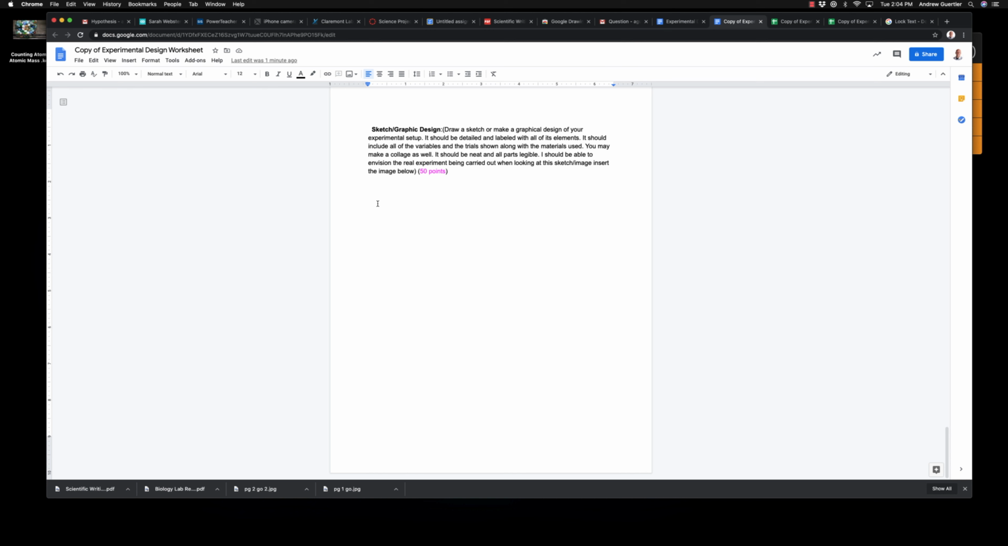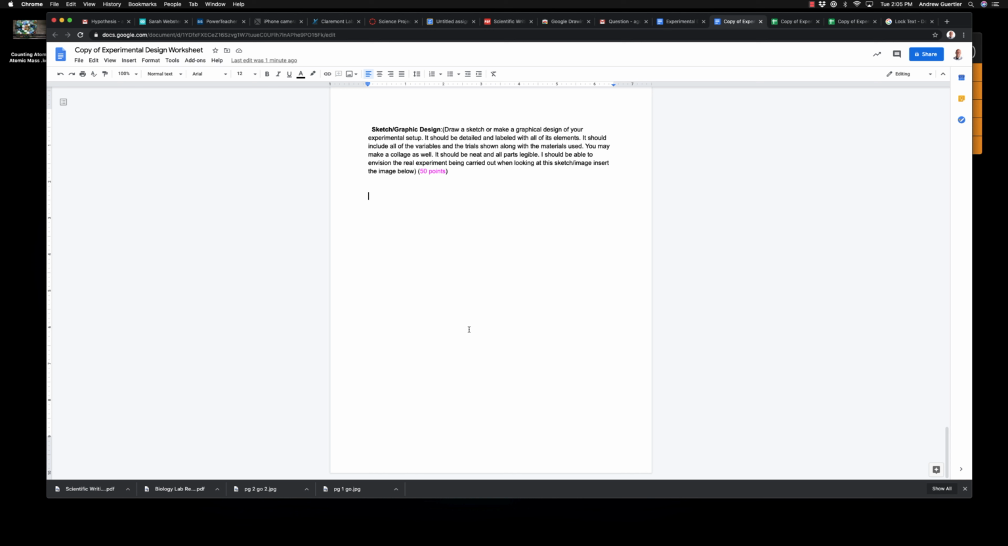and I'm labeling everything. I'll label the different metals. I'll label the size of the beakers, stating that they're all the same size. It should be very detailed, it should be legible. I want to know exactly, envisioning exactly what this experimental setup looks like. And if you're good with graphics, you can make it graphically. If you want to do a collage thing and cut things out and make it like that, you can do it.